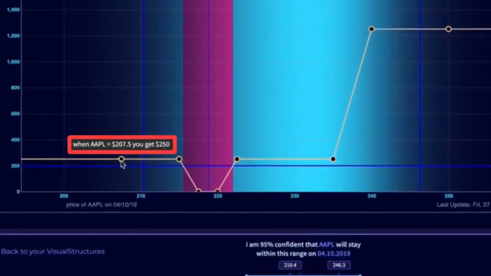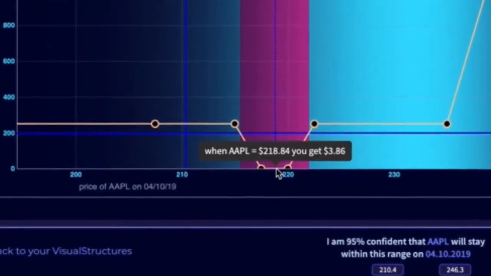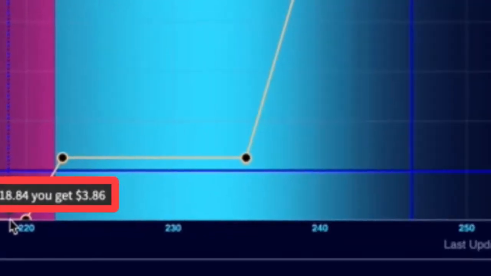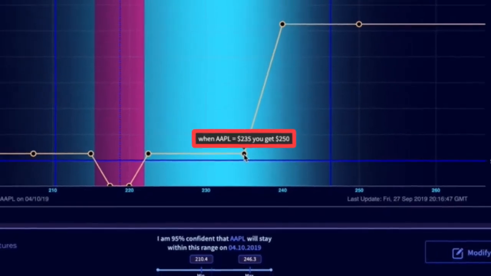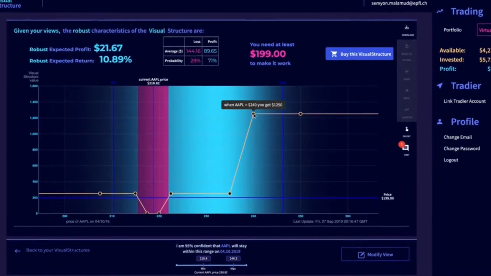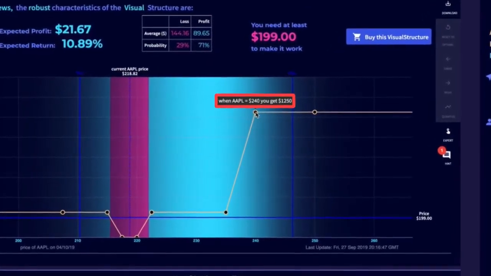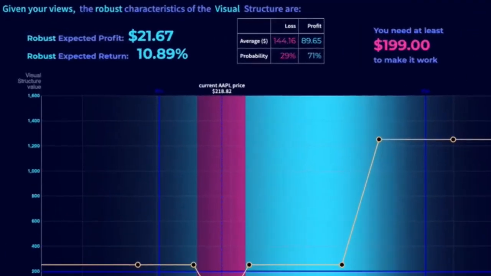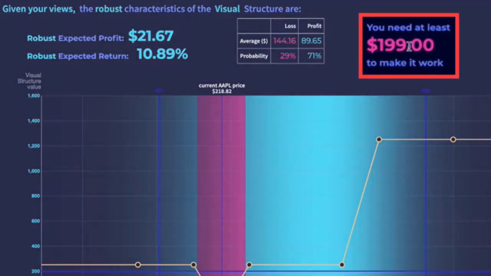If the price ends up at $207.50, you get $250. If the price stays where it is at $218, then you get back $3. If the price moves to $235, you get $250 back. And finally, here, if the price moves all the way up to $240, you get $1,250 back. This visual structure is basically a contract between you and the market. Its price is $199, but is this a good price?